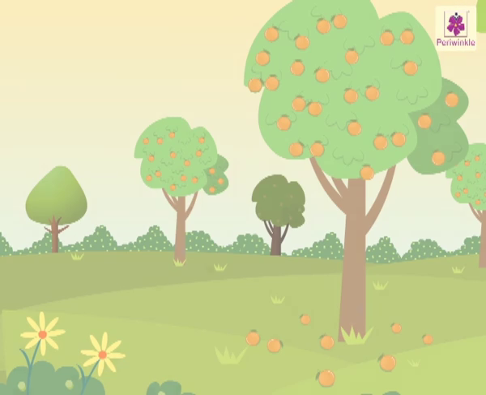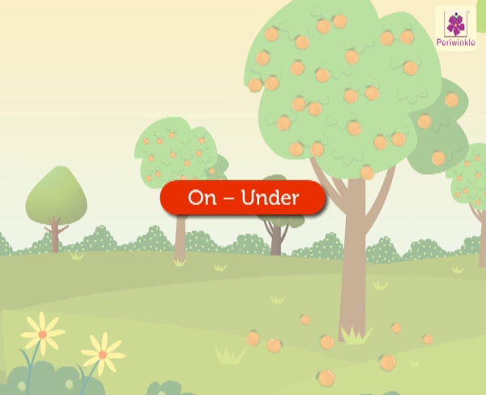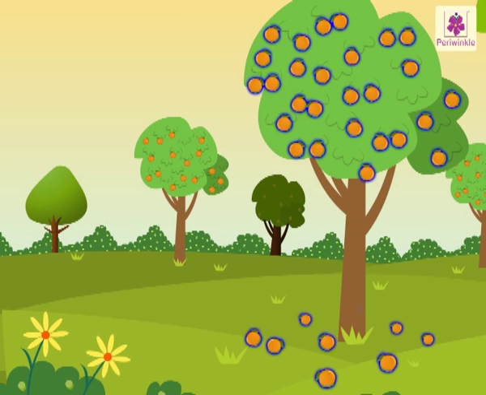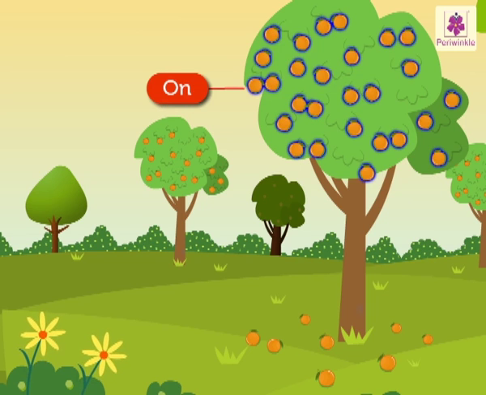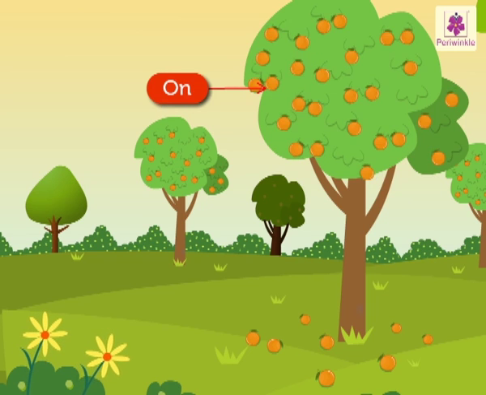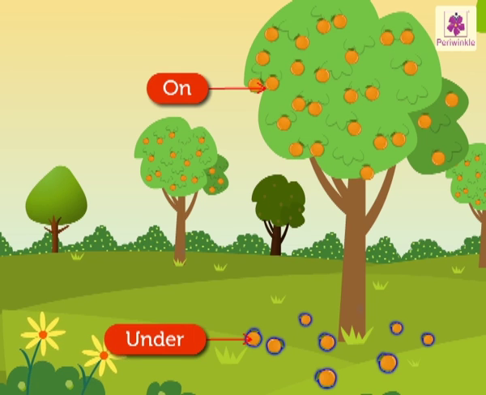Next is on and under. Look at these yummy oranges. So many of them are on the tree. And few of them have fallen down. So we say, fallen ones are under the tree.